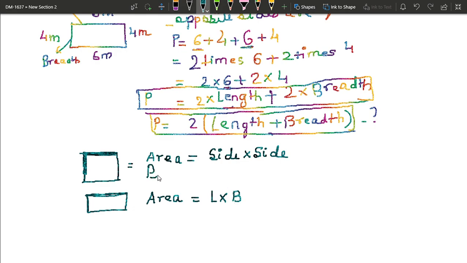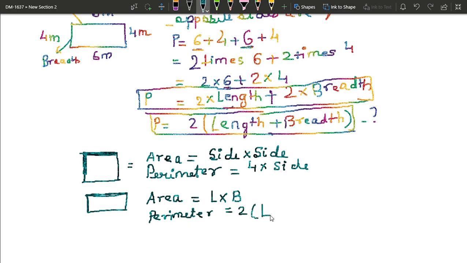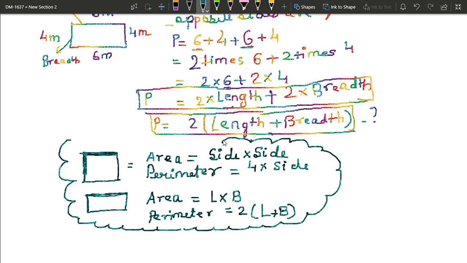And what did you find as the perimeter of a square? Yes, that was 4 times side. And then what did you find as the perimeter of a rectangle? Yes, it was 2 times (L plus B), that means length plus breadth. So this is very important in order to do the sums. So as I told you, this is what perimeter and area are. I hope you are clear with what perimeter and area are.